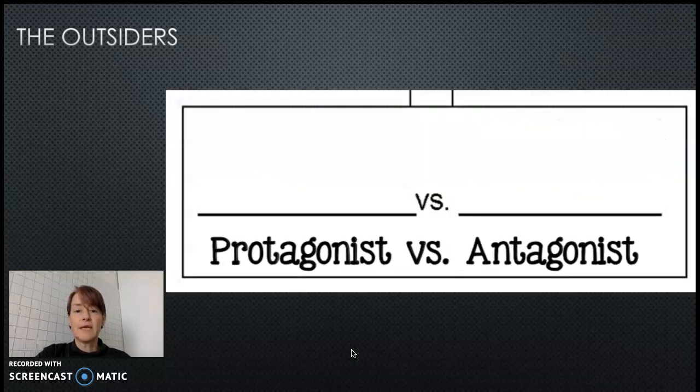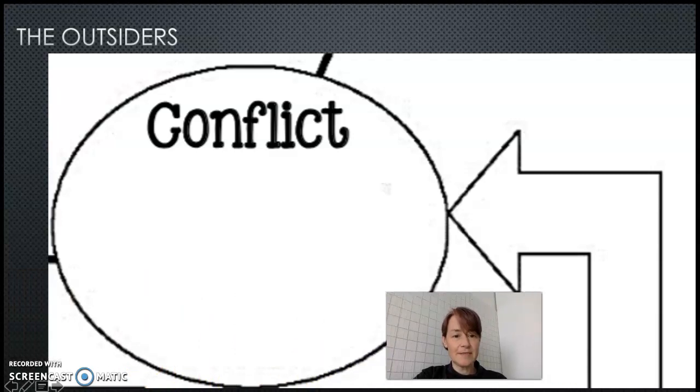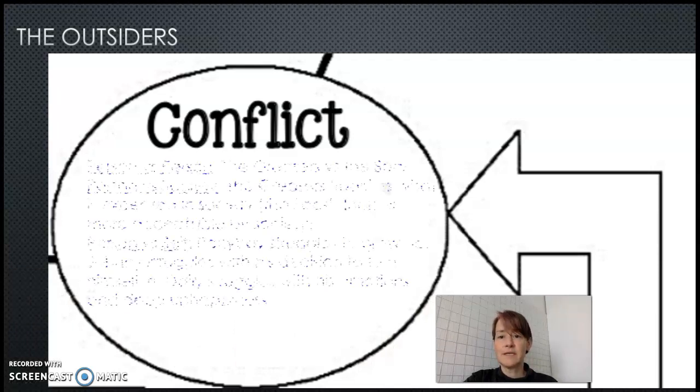Let's think about protagonists and antagonists. Well, the main protagonist we know is Ponyboy Curtis. However, you could also consider the whole group of the greasers as being the protagonists versus the socs. There's not one in particular. The conflict. I'm going to move my picture over here for this part. Okay. There's so much conflict. Let's look at the different types of conflict in The Outsiders.